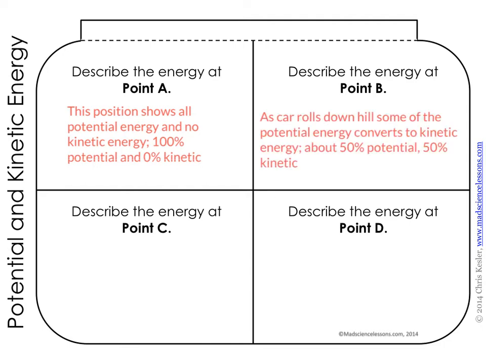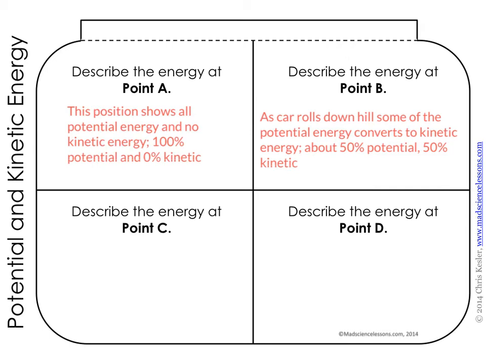Now at point B, as the car starts to roll down the hill, some of that potential energy was converted to kinetic energy. So at this point, you would just call it about a 50-50 of each. So 50% potential, 50% kinetic. Half of the potential energy was converted into kinetic energy. Again, remember that in a system, the energy always has to equal 100%. So 50 plus 50 at this point is 100% still. That does still account for all the energy in the system.